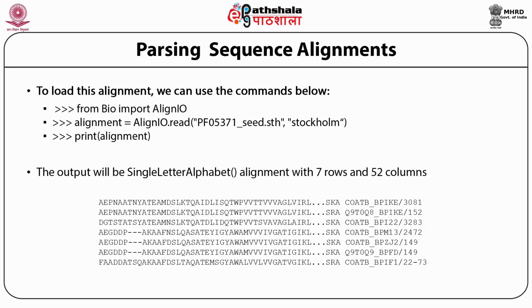I say print alignment. Alignment is the name that I have given to it. So I say print alignment, and this will be the corresponding output. Only a section of that is shown: 7 rows and 52 columns are shown here. This is easier for visual interpretation. You have the actual multiple sequence alignment, followed by IDs or descriptions of the sequences.